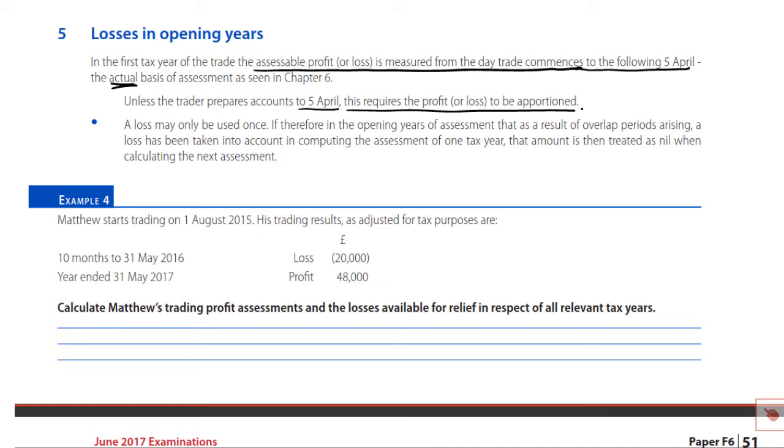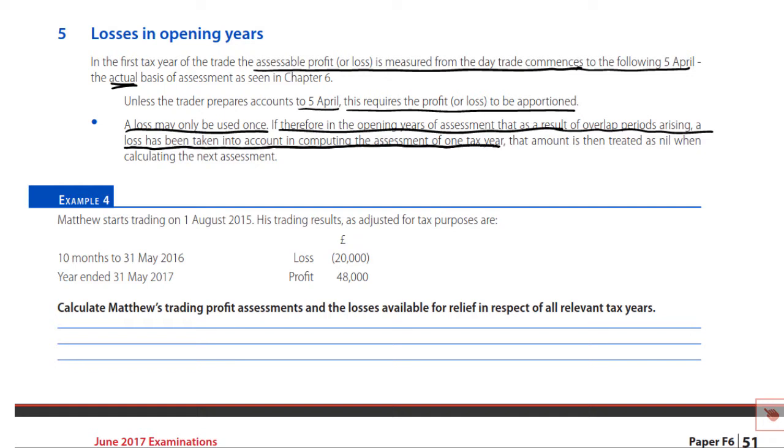Now, this doesn't happen when dealing with losses. A loss may only be used once. If therefore in opening years of assessment, as a result of overlap periods arising, a loss has been taken into account in computing the assessment of one tax year, then that amount is treated as nil when calculating the next assessment. There is no concept of overlap loss.